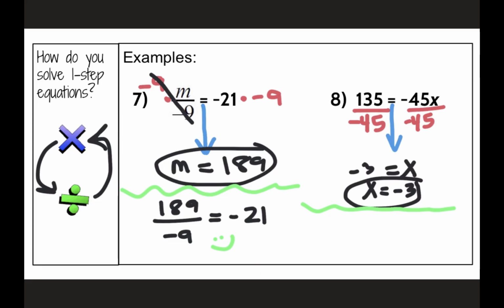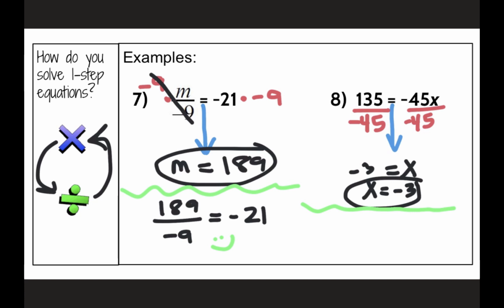When I solve for x in number 8, I get it to be negative 3. Remember, negative 45 is attached with the x by multiplication. When I am using division, I need to take the whole coefficient, which is negative 45, not just the 45. Be mindful of that. That's something that's new with this lesson.